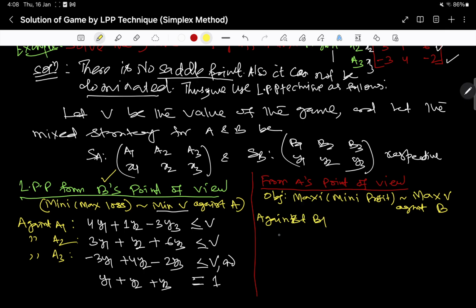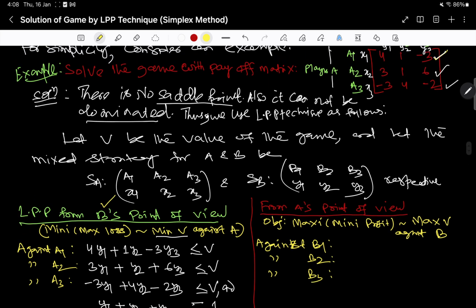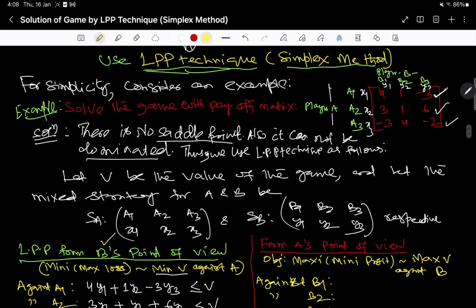Against B1, what is the constant? Against B2, what is the constant? Against B3, what is the constant? Let us see. Against B1, you see the first column here.